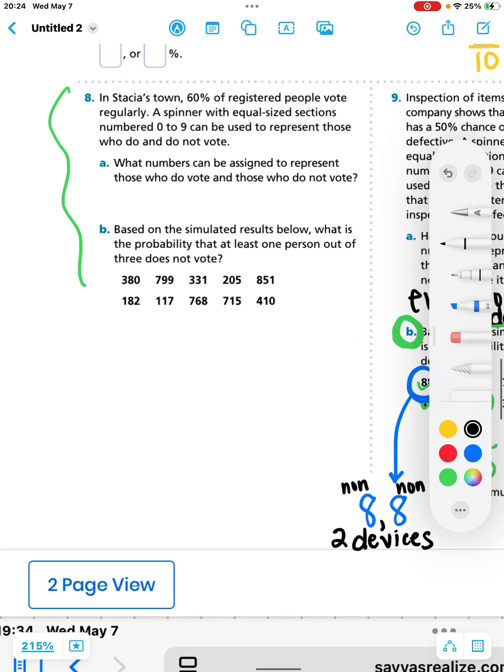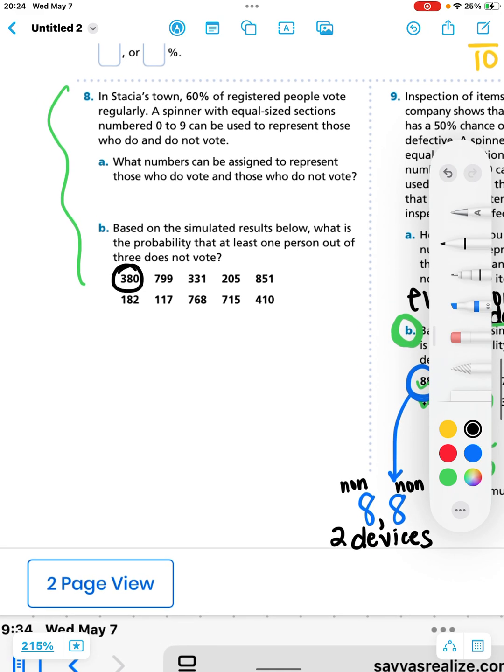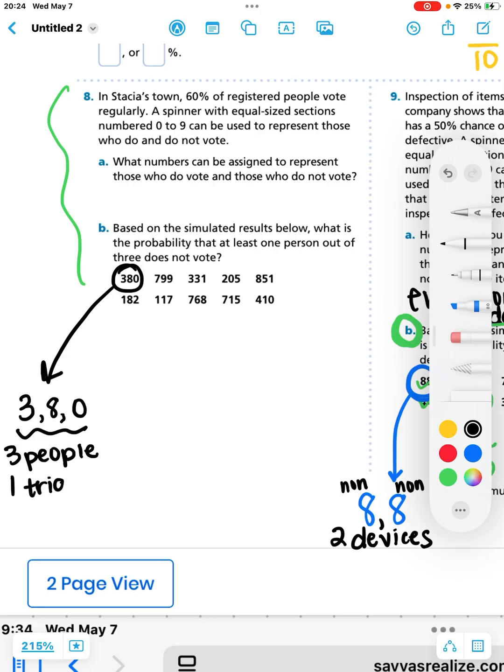Say if we're looking at number 8, when you do number 8, an individual trial, this will represent 3 different things. So looking at number 8, it's talking about voters. So 3 will represent 1 person. 8 represents another person, and then that 0 will represent a third person in a single trial. So 3 people, but 1 trial. So just keep that in mind. That's what it's asking for.